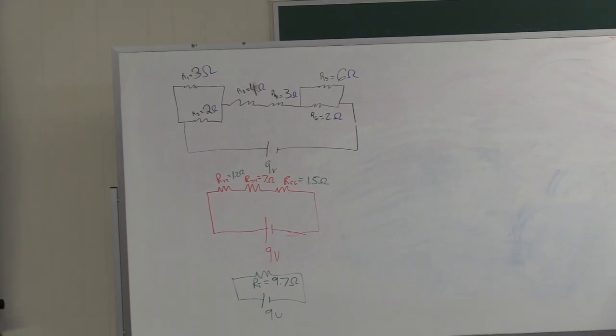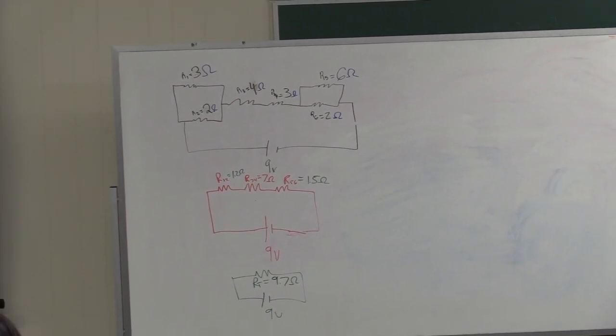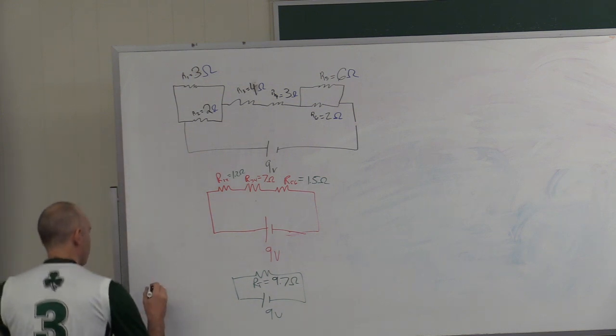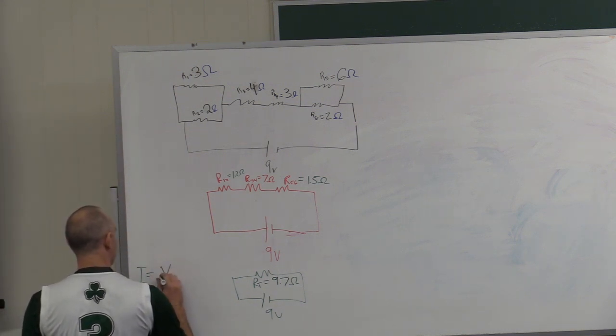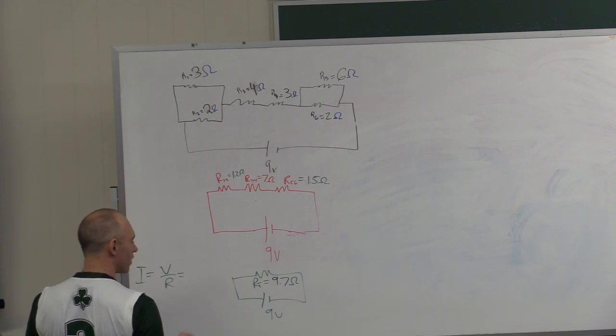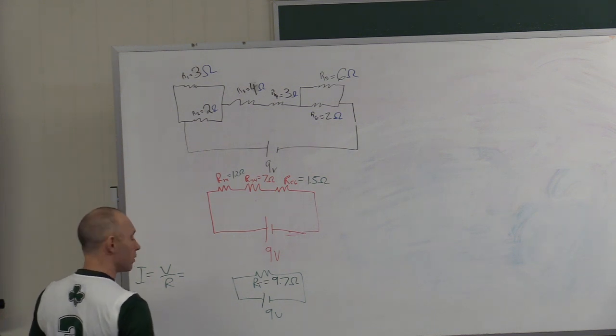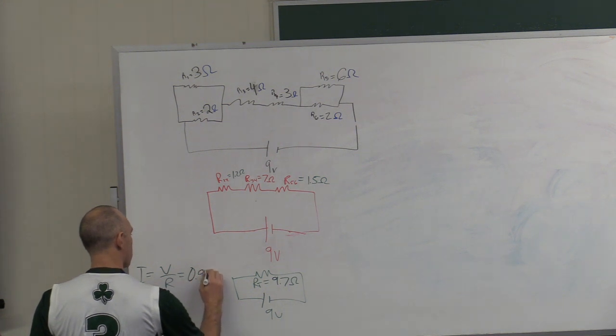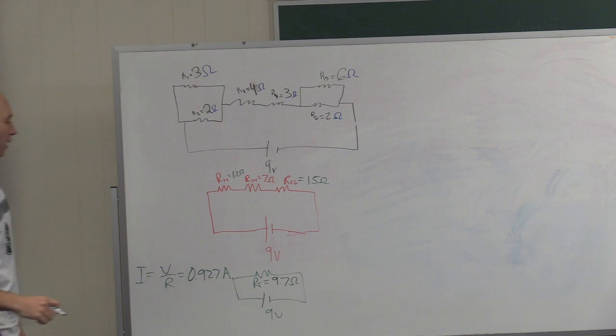You're just too fast for me. I can't write that fast. Now I know the overall voltage and I know the overall resistance. I can figure out the output current of the battery. I can figure out how much current the battery spits out. How do I do that? V equals I times R. I is V divided by R. I equals V divided by R. V is 9. R is 9.7. It's going to be a little bit less than 1. A little bit less than 1 amp spit out.